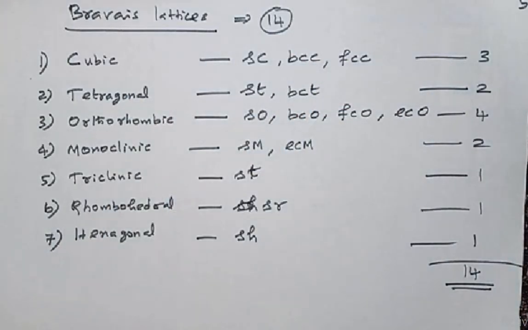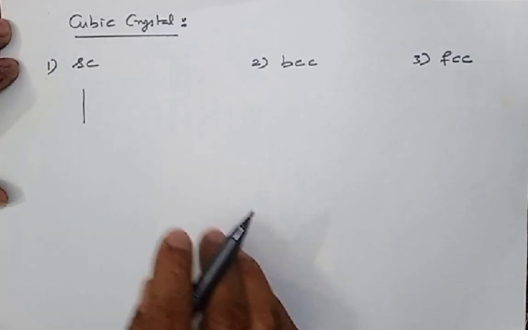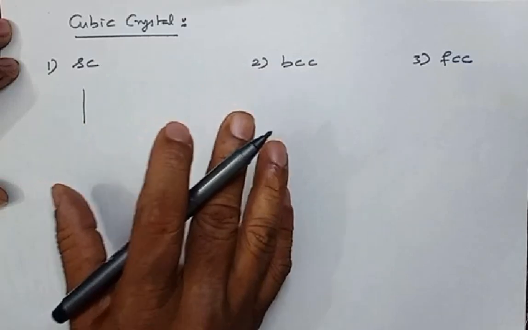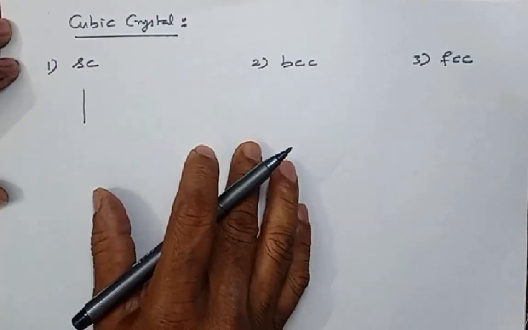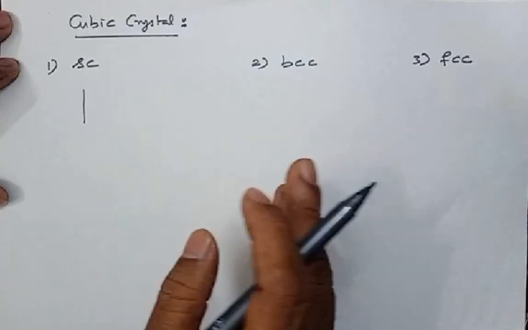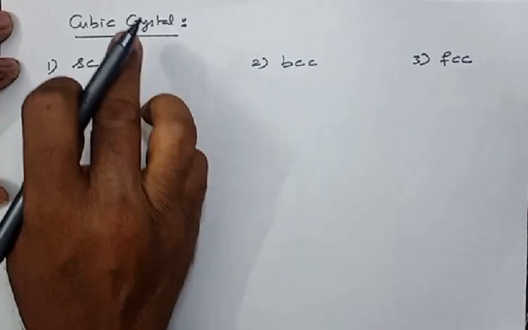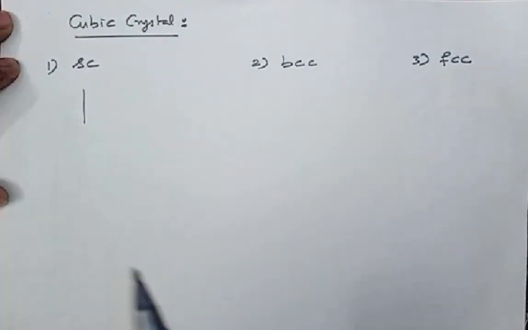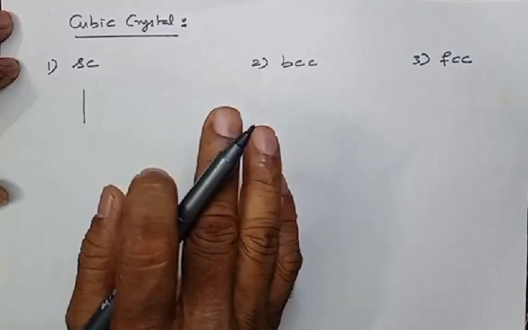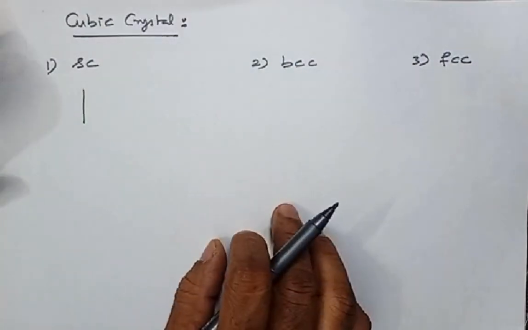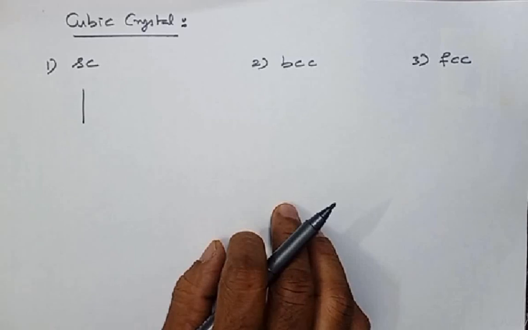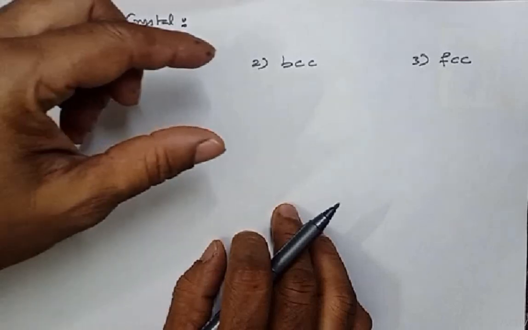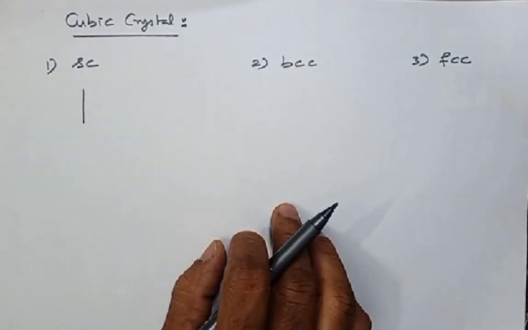Out of the 7 crystal systems, and in each type we have subclasses also, I am going to focus only on cubic crystals and hexagonal crystals. For the remaining crystals, usually in competitive examinations they won't ask questions much beyond the length and angle parameters. So we are going to focus only on cubic crystals and hexagonal crystals here.